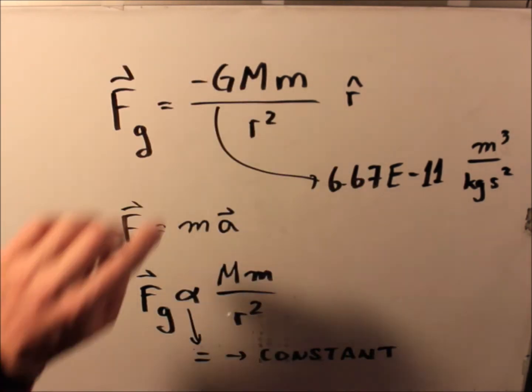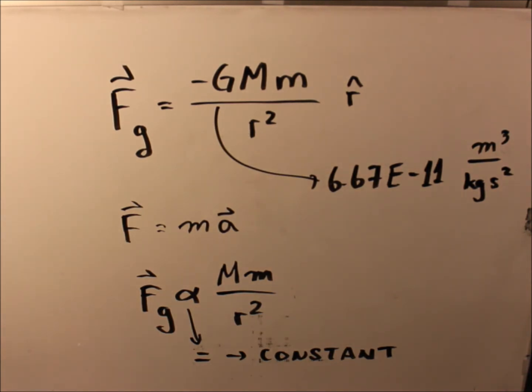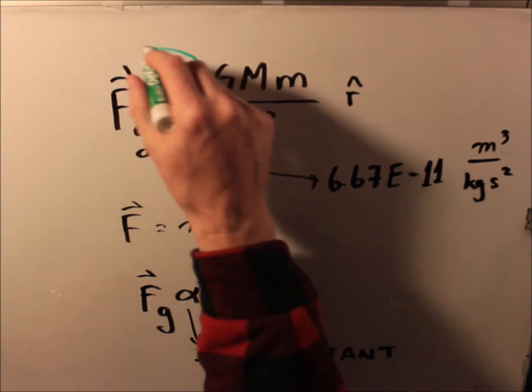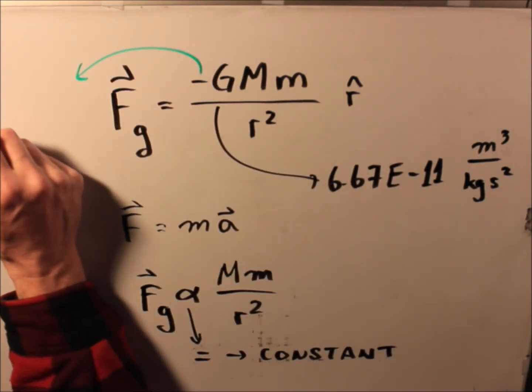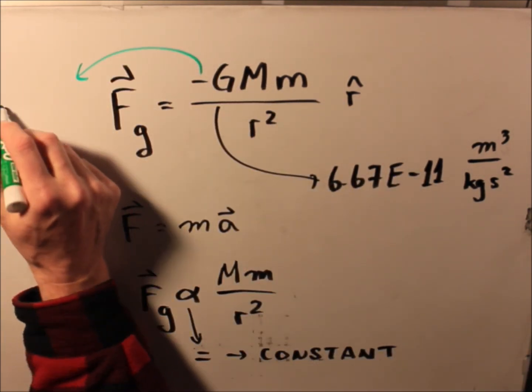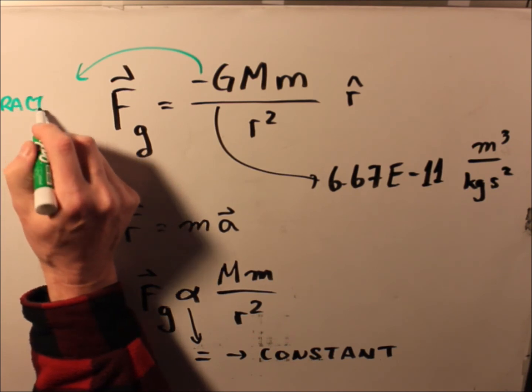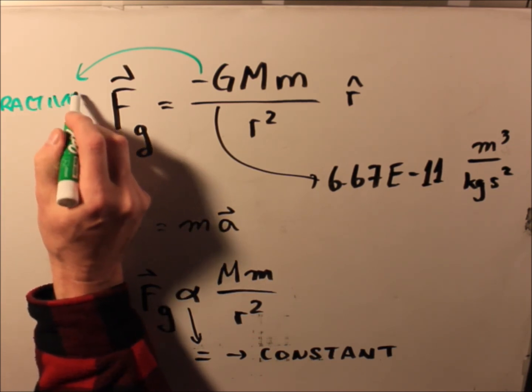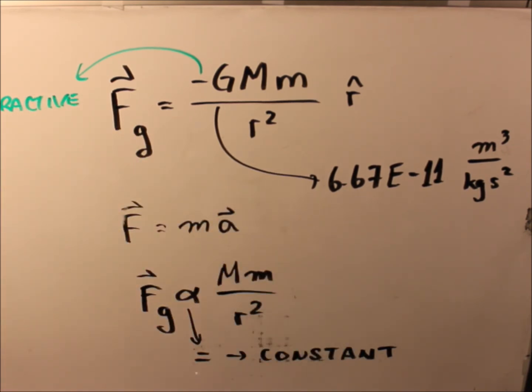The negative sign is there because gravity is always an attractive force. The masses attract each other. We don't, at least in everyday experience, know of examples where it is not.